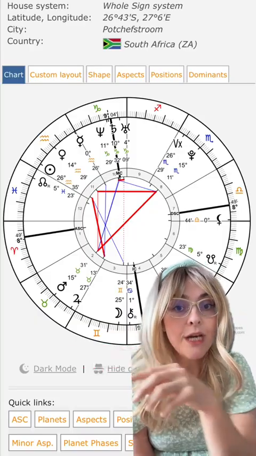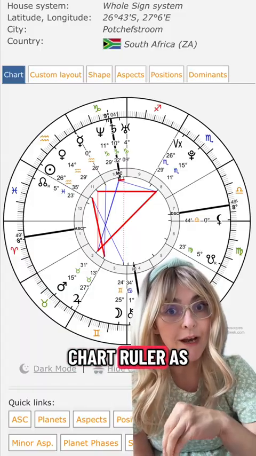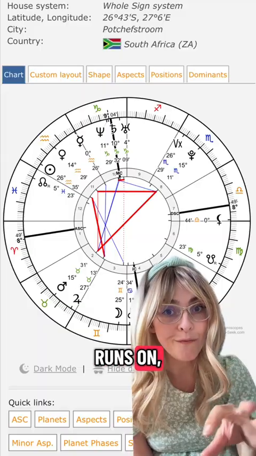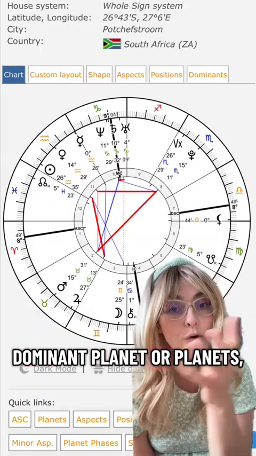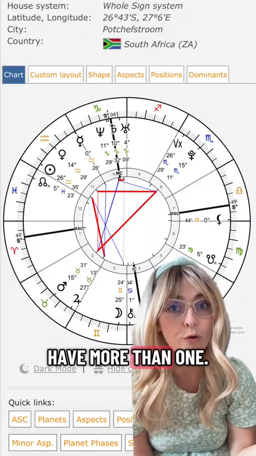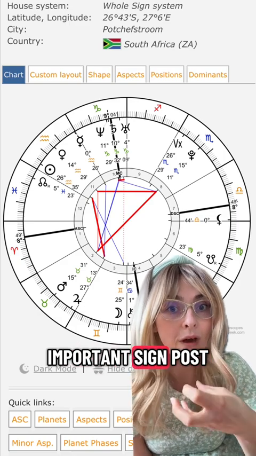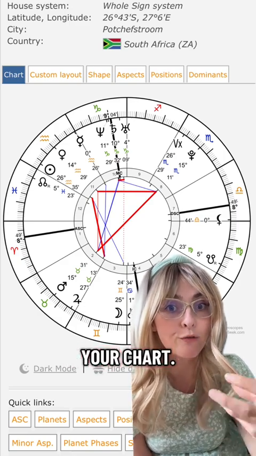So if you think of your chart ruler as the fuel your entire chart runs on, think of your dominant planet or planets, it's possible to have more than one, as the most important signposts or features of your chart.